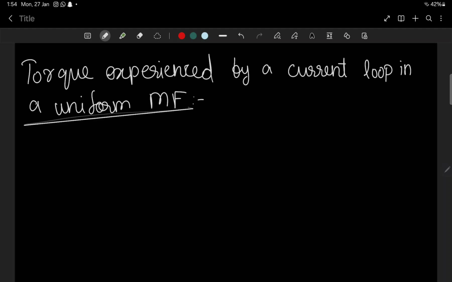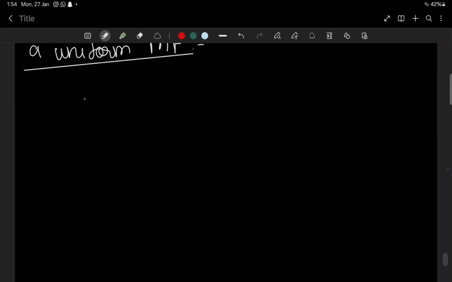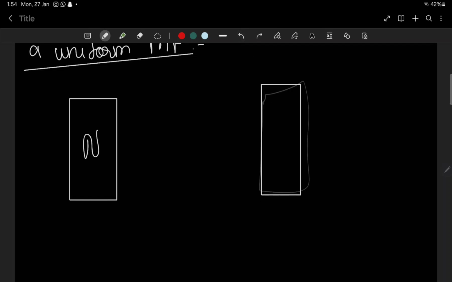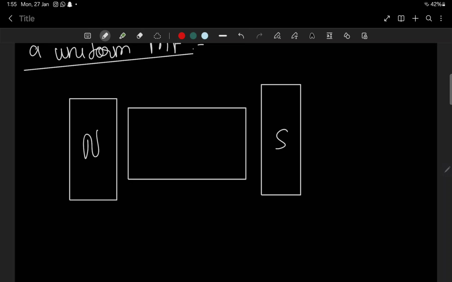You know that just as a torque is experienced by a current dipole in an electric field, a torque is experienced by a current loop in a uniform magnetic field, and that's the principle of the galvanometer. There's a north and a south. Why are we using this north-south magnet? To produce a magnetic field. Now I'm keeping a loop inside this. This length is B, this length is A. Current I is flowing, and this is the axis of rotation.